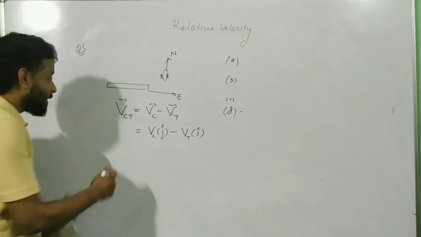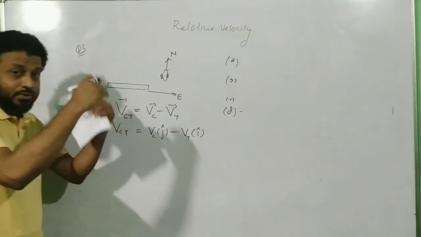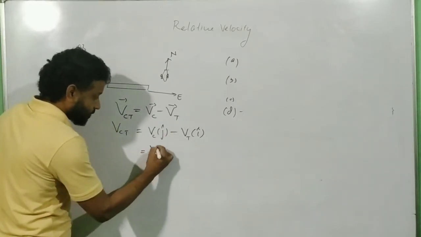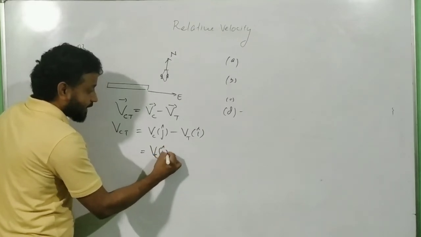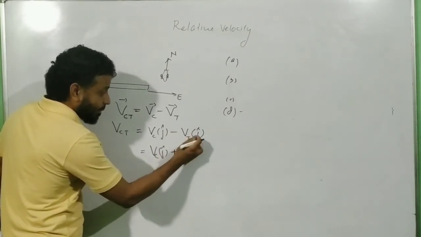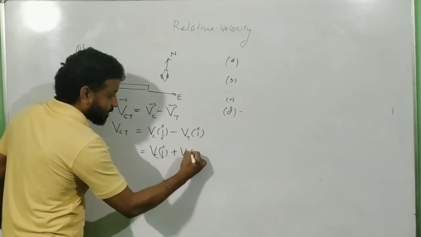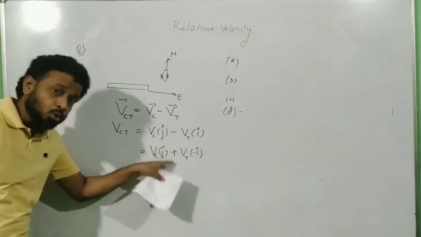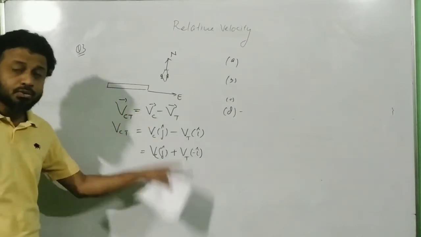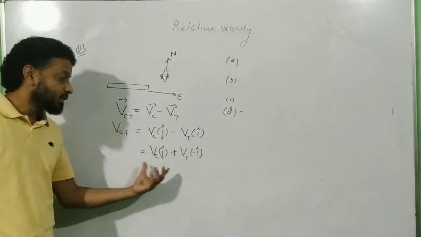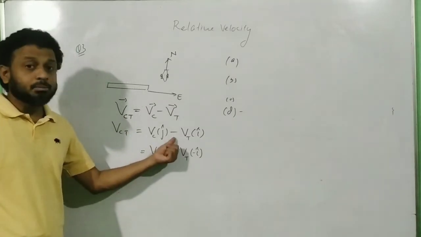Correct? But from here onwards, in order to get that vector addition diagram, I have to ensure that this looks positive. So VC j cap minus, you have to make it positive. Then take the minus in here. Okay? This we have to do to get the direction of relative velocity. Because we deal in vector addition. We cannot deal in subtraction.